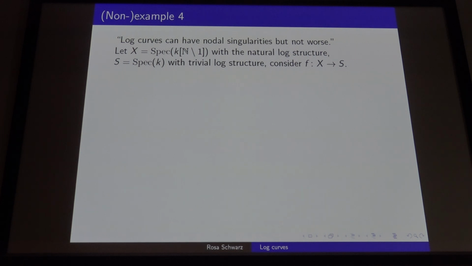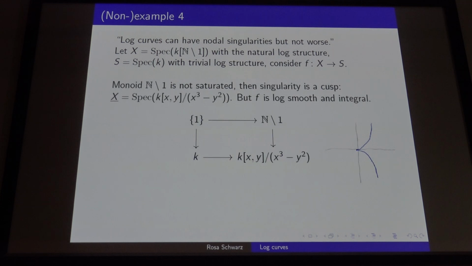And if you consider the log scheme with the natural log structure, the spectrum of k[N without 1], over a point with trivial log structure, then your underlying scheme will be k[x, y] with, well, what is the natural formula for a cusp? And this is basically because the monoid N without 1 is generated by, for example, the elements 2 and 3, but then there is a relation which is exactly this relation.